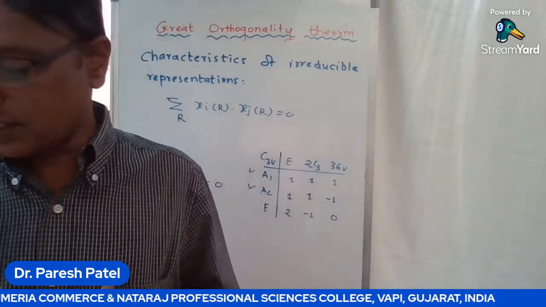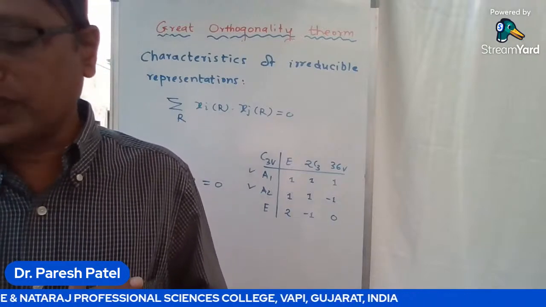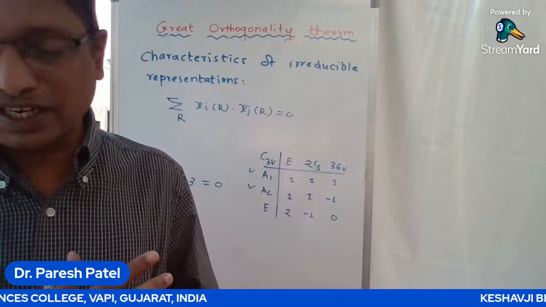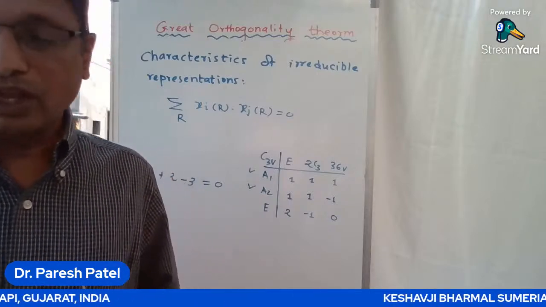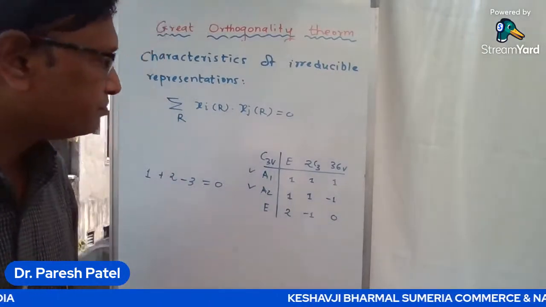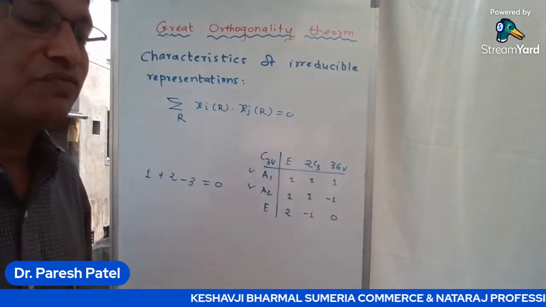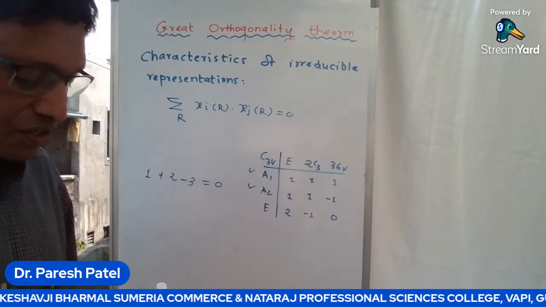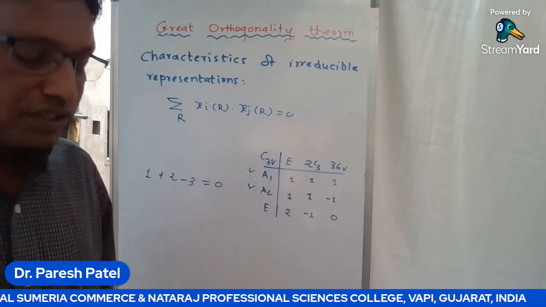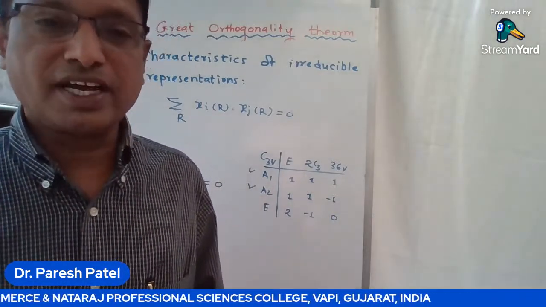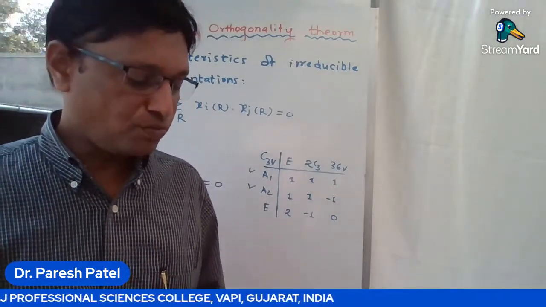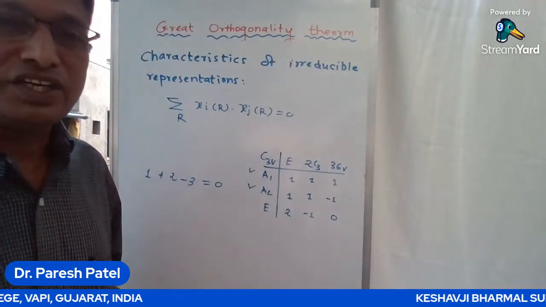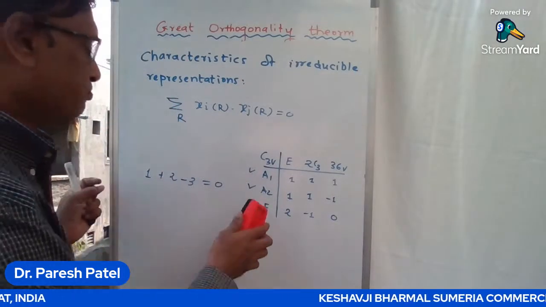And the last characteristic: the characters of the elements of the same class of an irreducible representation are the same. This is characteristic number 5. So, dear students, with the help of these 5 characteristics of irreducible representations, we can construct the character table for the C2V point group as well as the C3V point group, the D2H point group and the D3H point group.